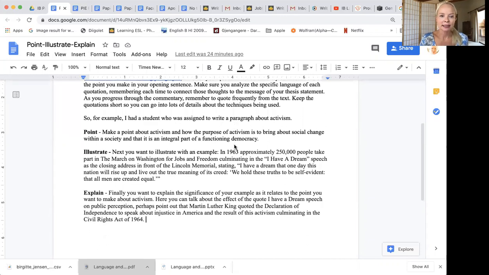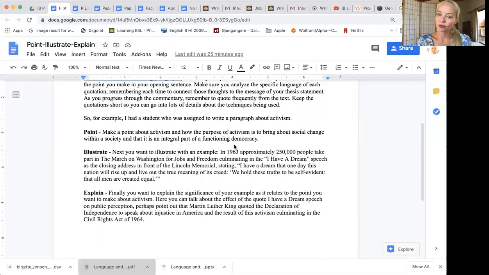For example, I had a student who was assigned to write a paragraph about activism. And I suggested that he make a point about activism. So he made a point about activism and how the purpose of activism is to bring about social change within a society, and that is an integral part of our democracy. So that's the point. Next, illustrate that point. You can pick a lot of different evidence about activism, but here's one.